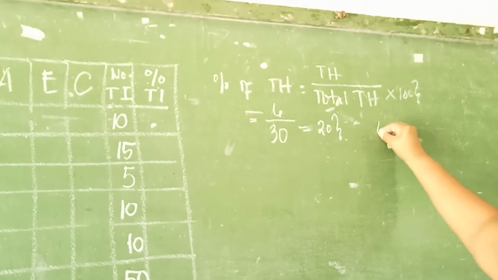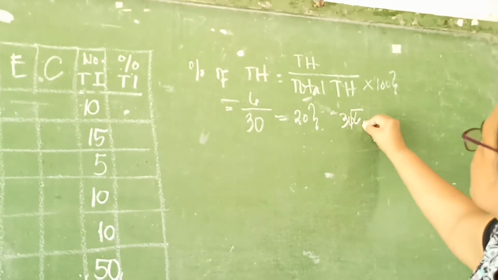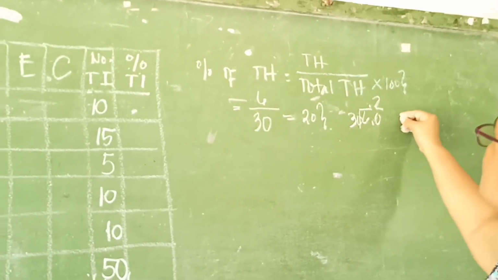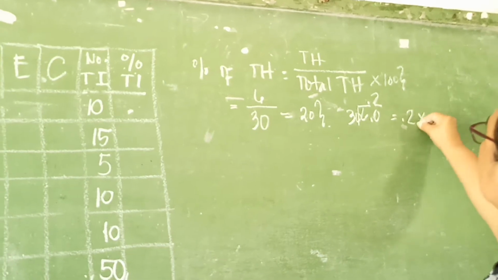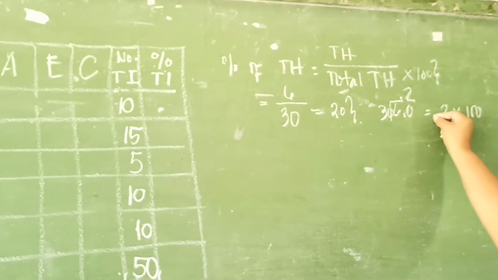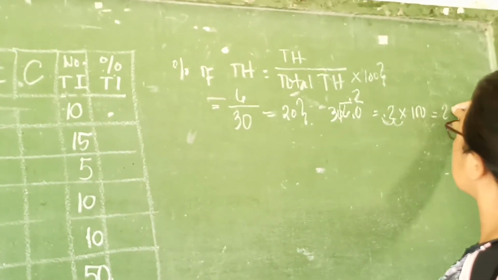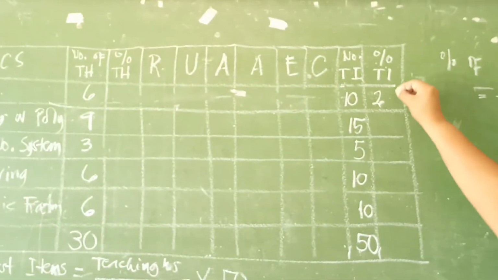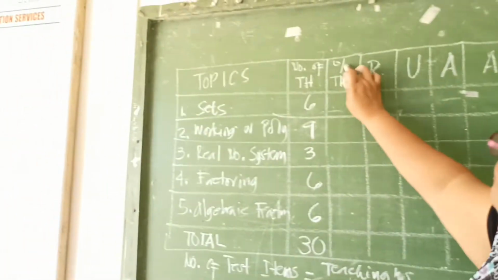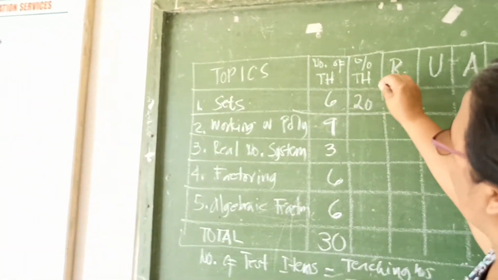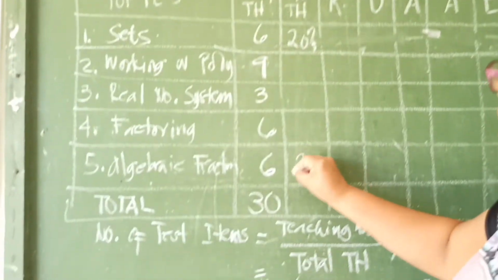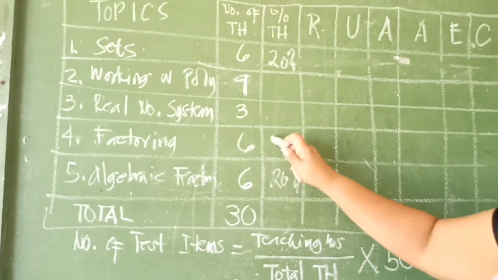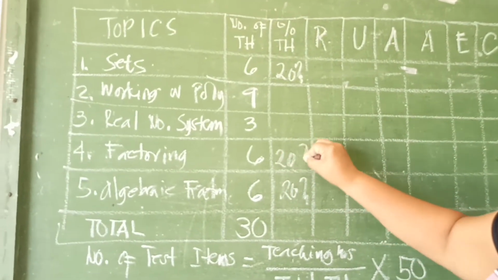Since 6 divided by 30 is 0.2, times 100%, you just move 2 places. The answer is 20%. So for chapter 1, the percentage of teaching hours is 20%. Same for the other one with 6 hours, 20%.